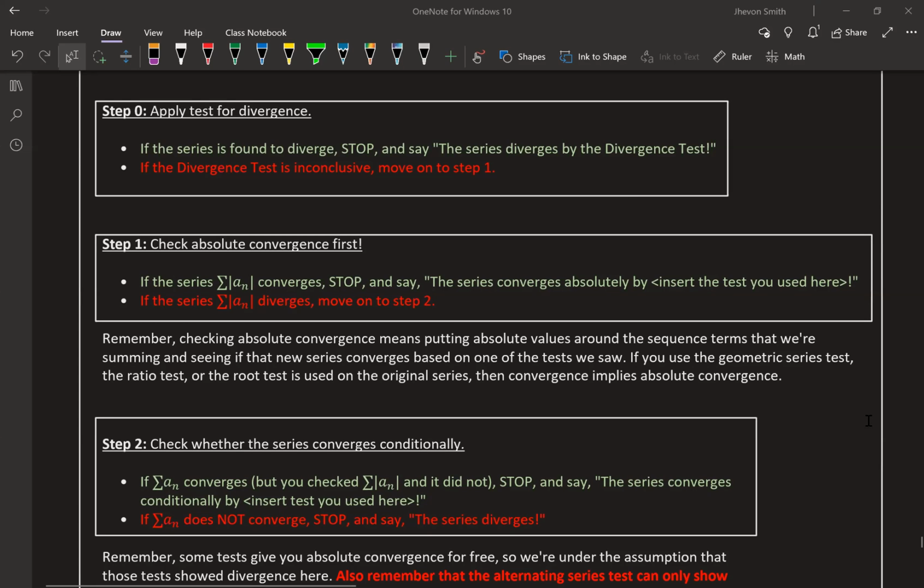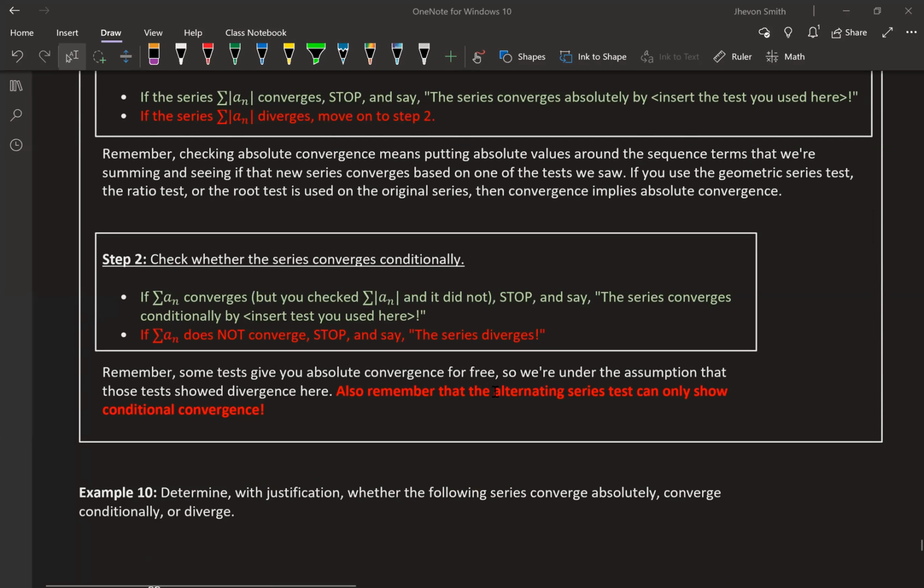So the geometric series test, the ratio test, and the root test have absolute convergence built in. The integral test also tends to have absolute convergence built in because you have to be positive. So if you're doing one of those 4 tests, then the convergence is actually absolute whenever they work out. But not all tests are like that. You should remember the alternating series test only can show conditional convergence. There's a reason that I'm repeating this, and there's a reason that I put it in red both times. Okay?